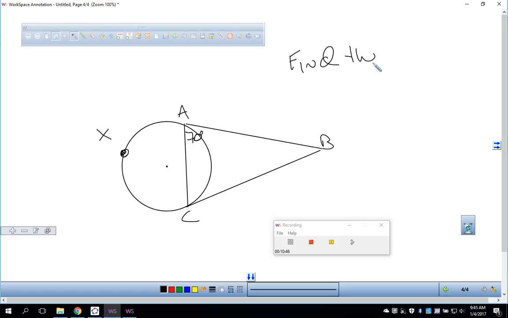the measure of A, X, C. That's tricky. You're going to have one like this in your homework. So, anyone have any ideas on this one? This one's kind of tricky. You got to draw in some extra lines.